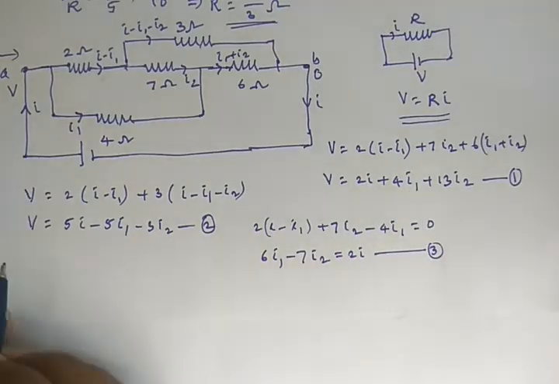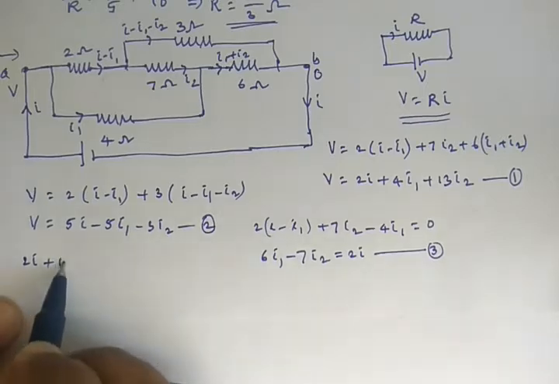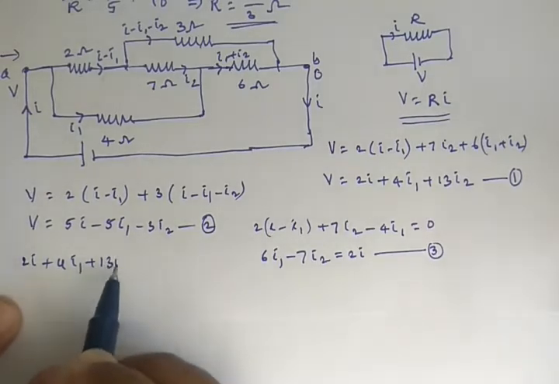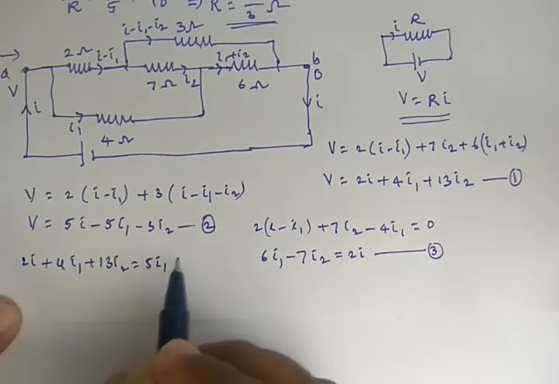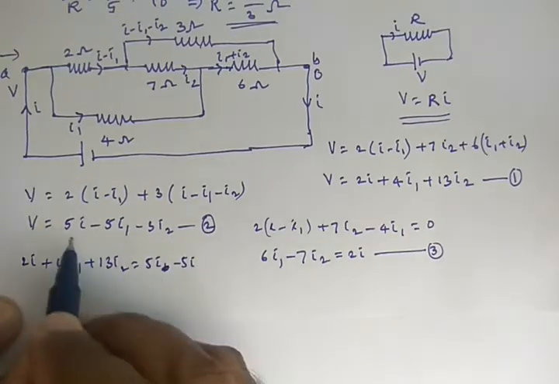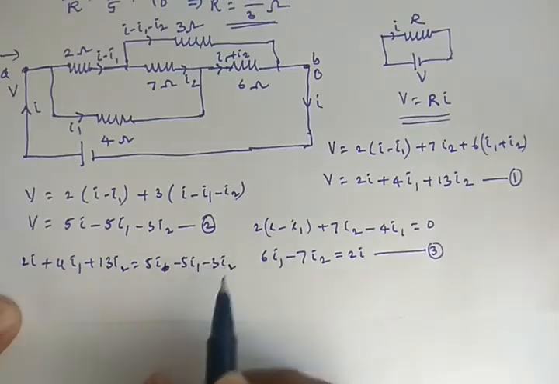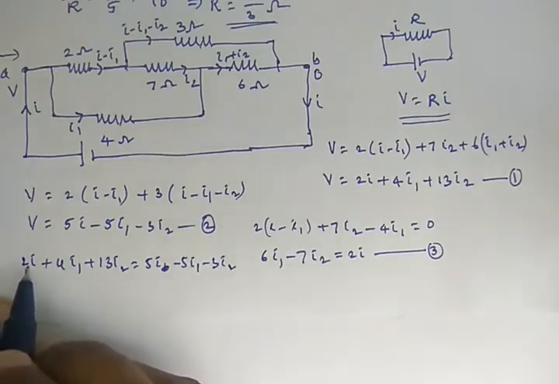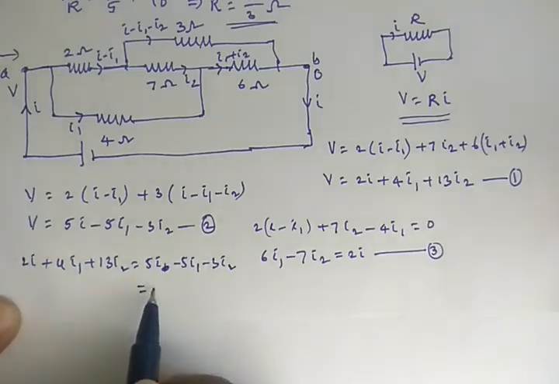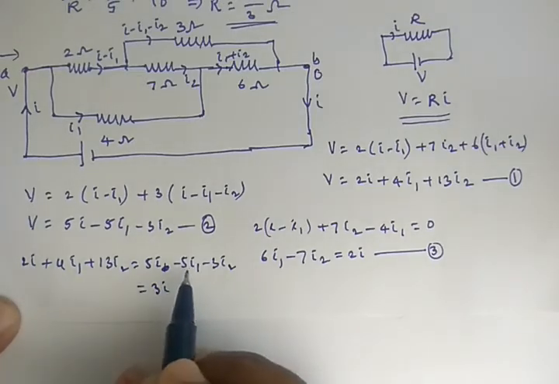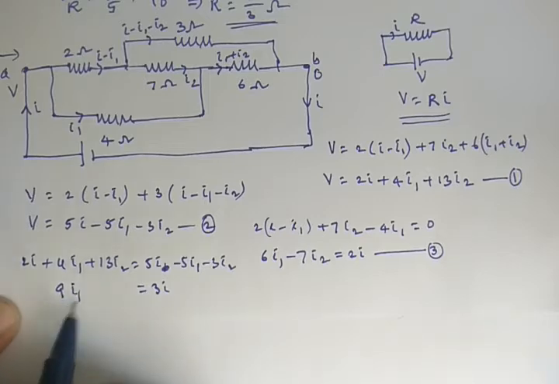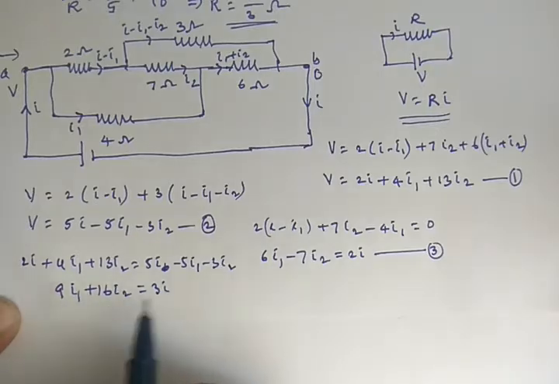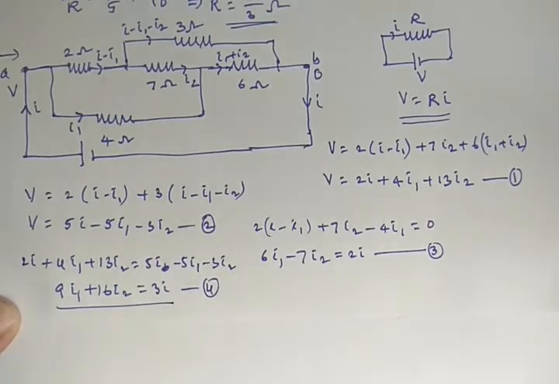Let us write down that. So here, 2I from the first equation, 2I plus 4I1 plus 13I2 equals 5I minus 5I1 minus 3I2. So let us take this I here, then you get 3I. Bring this minus 5I1 here, you get 9I1, and bring this one also here, you get plus 16I2. So let us take this as the fourth equation.